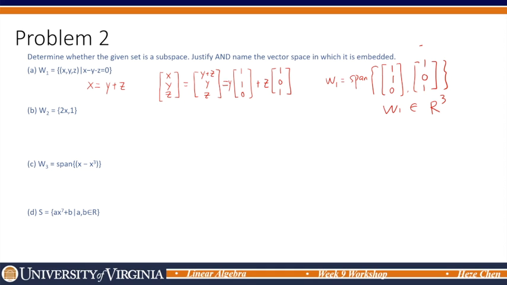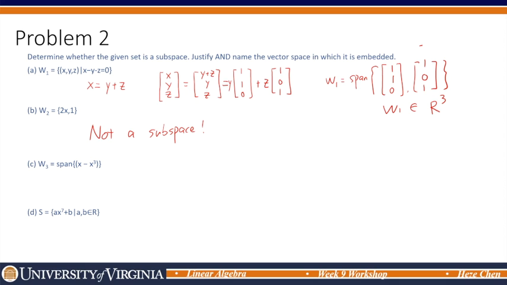B. W2 is the set of 2x and 1. Since there are only two vectors in the set, all the linear combinations of 2x and 1 will not be included in W2, so W2 is not a subspace.